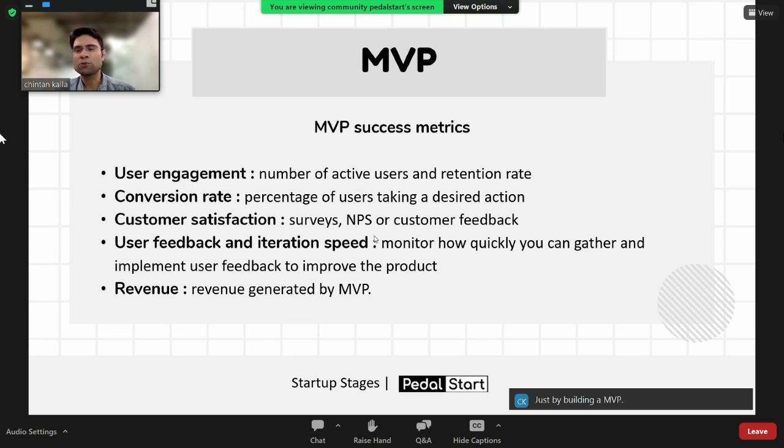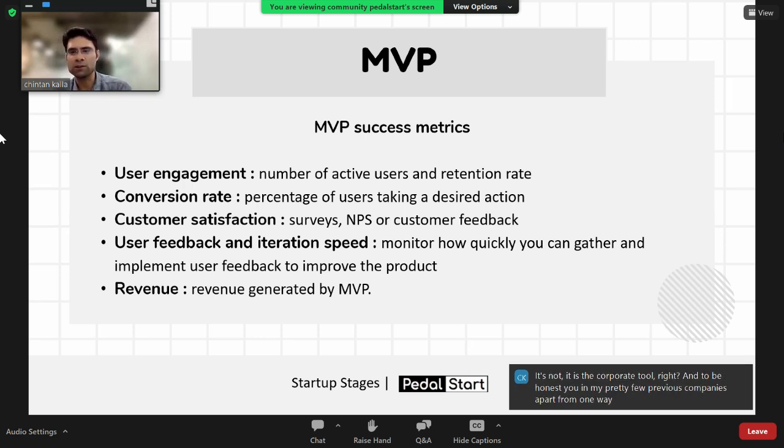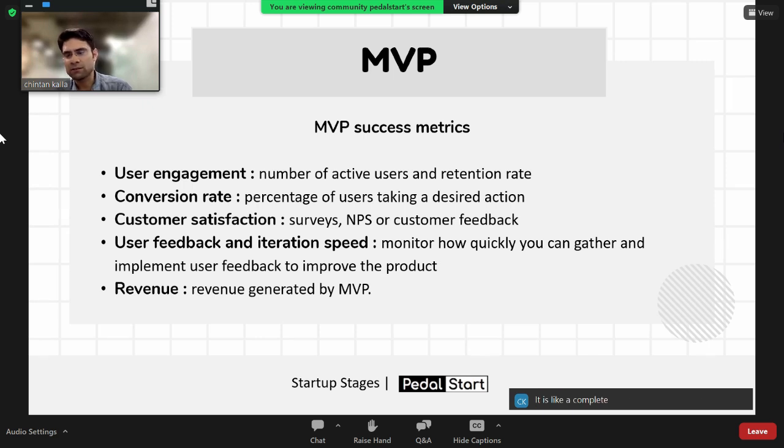For example, take an HRMS tool. It is a corporate tool. To be honest, in a few of my previous companies, apart from one where we had Darwin Box, which is a complete product that has achieved PMF, Unicorn, everything, the other tools which we used were not at a PMF stage. They were at an MVP.